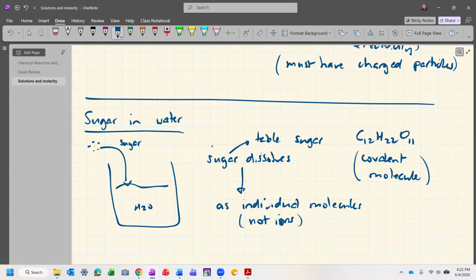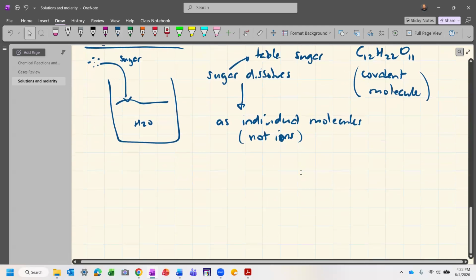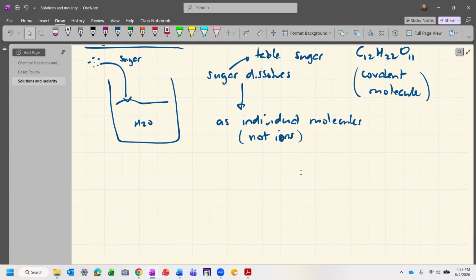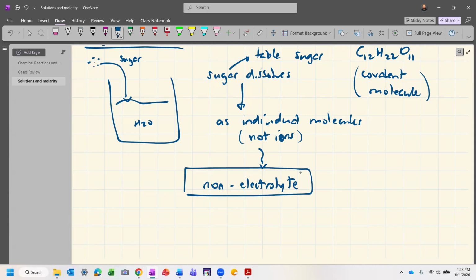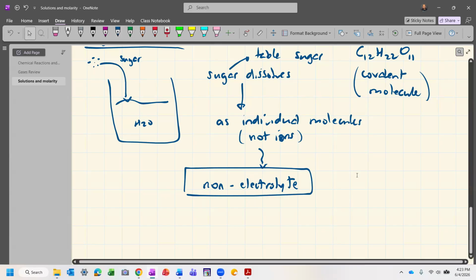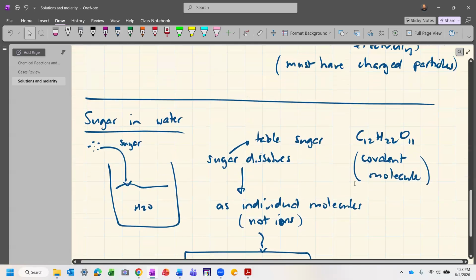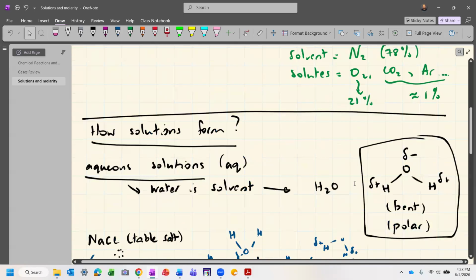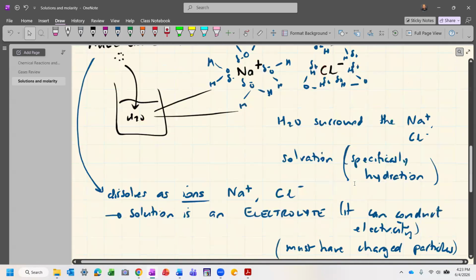That are formed, it still does dissolve, so it does make a solution, but the water molecules come in and surround each of the sugar molecules instead of individual ions. So because there aren't any ions in the solution, this would be a non-electrolyte. But the solution still does form. It just forms by a different mechanism. Okay, so that's a quick reminder of solution properties and what they actually are.